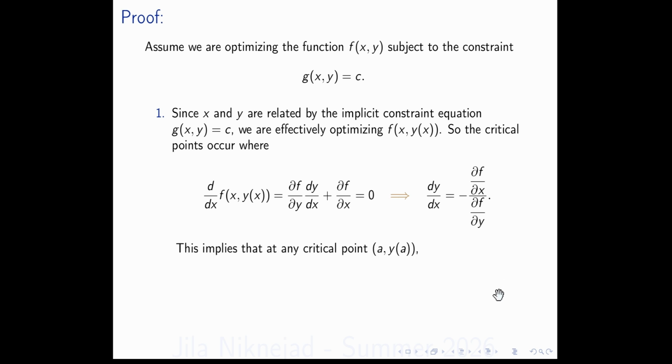This implies that at any critical point, a and y of a, or a and b, the derivative of y with respect to x at that point is going to be equal to this quotient, which is negative partial of f with respect to x over partial of f with respect to y, evaluated at the point a and y of a.